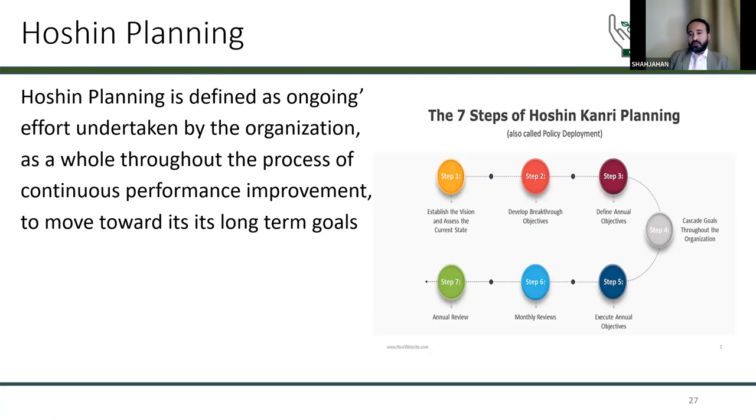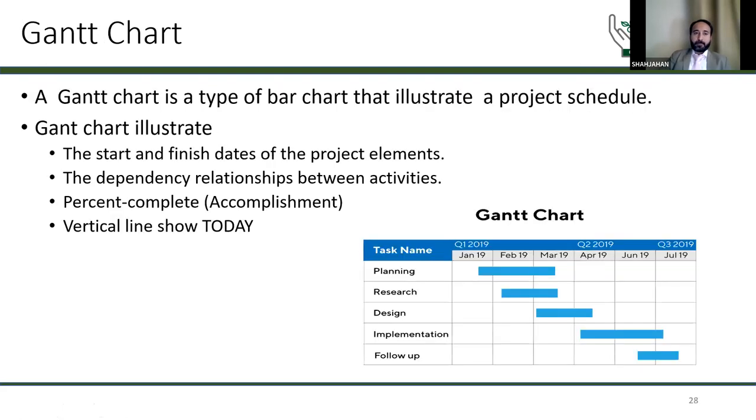And then they will divide those goals. After that, each department head will execute the annual objectives. For example, the pharmacy department might execute by starting an IV room this year. Then we will do the monthly review of our goals: where are we now? And at the end, we will do the annual review of what we did during the whole year as per our vision. So this is Hoshin planning.